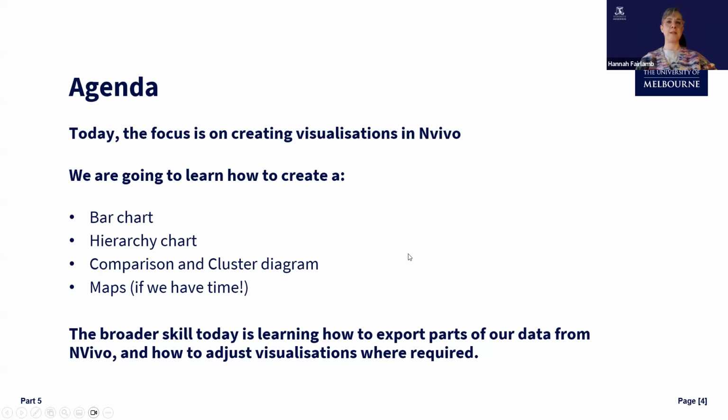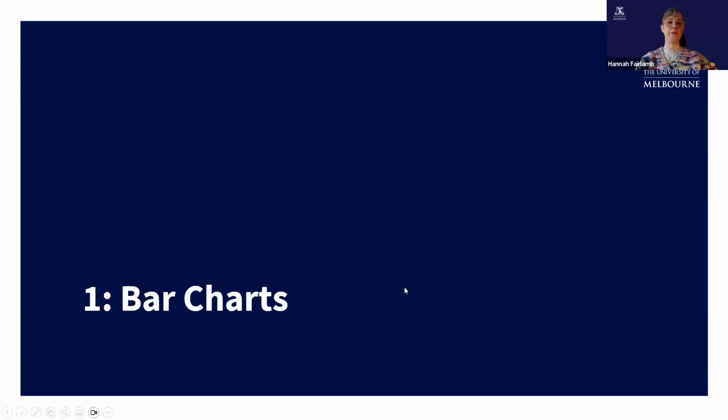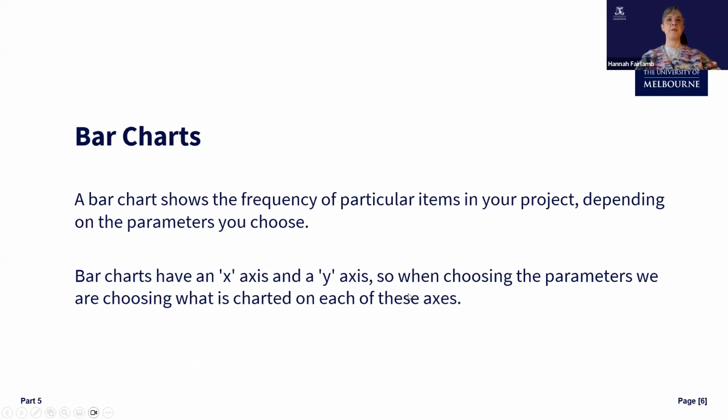Our broader skill today is learning how to export parts of our data from NVivo and learning how to adjust the visualizations within the program. First up, we want to look at bar charts. A bar chart shows the frequency of particular items in your project depending on the parameters you choose. They have an x-axis and a y-axis, so when choosing the parameters, we're choosing what's charted on each of those axes.